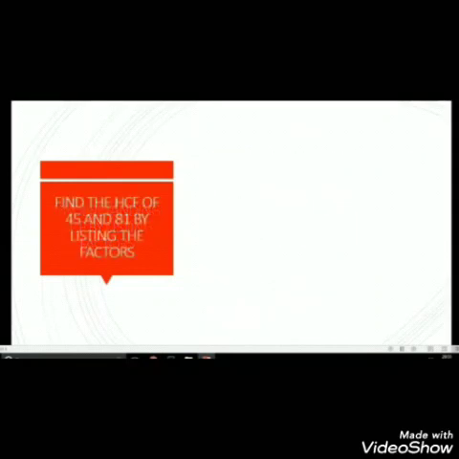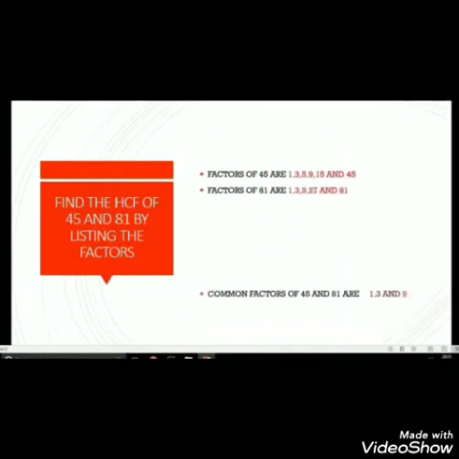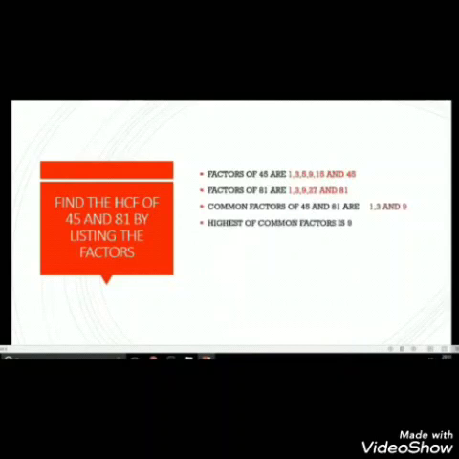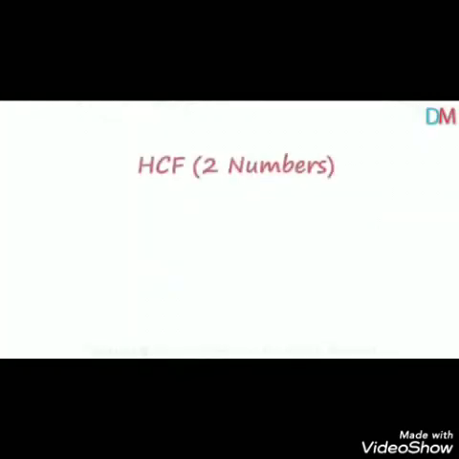Let us take one more example. Here we will find out the HCF of numbers 45 and 81. Let us write the factors of 45. That's 1, 3, 5, 9, 15 and 45. Similarly, factors of 81 are 1, 3, 9, 27 and 81. The common factors are 1, 3, 9, out of which 9 is the greatest. So HCF is 9. In this way you can find out the HCF by listing factors.